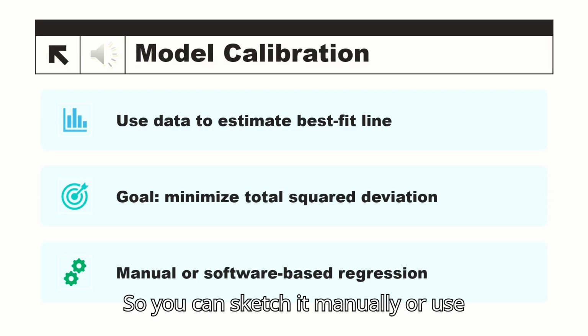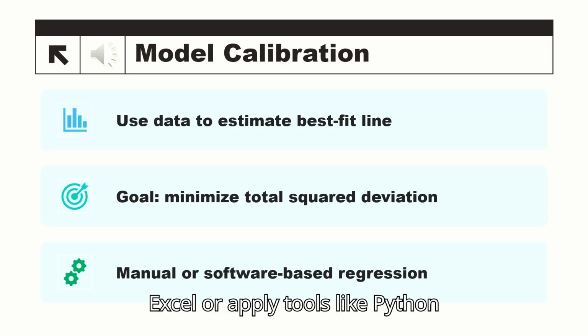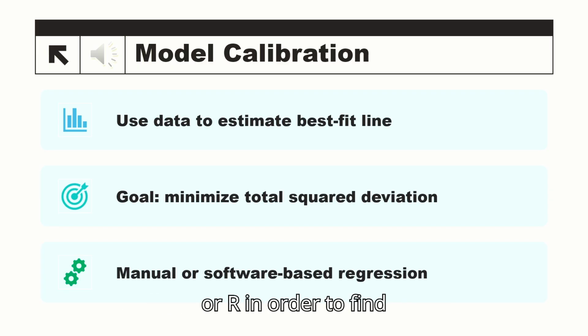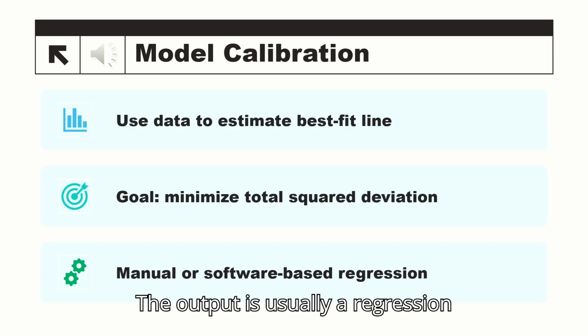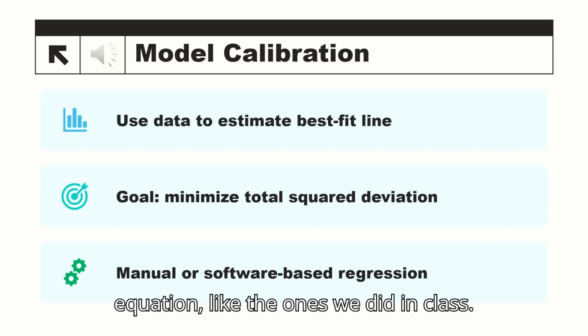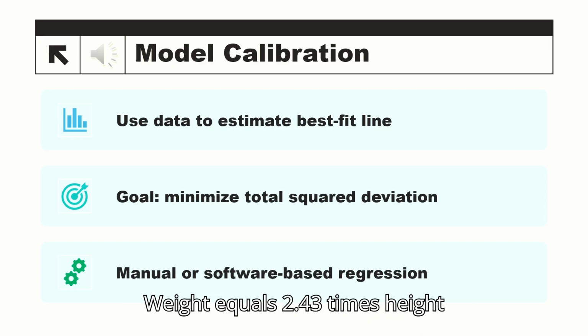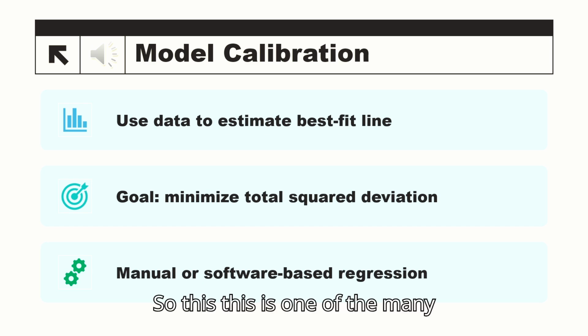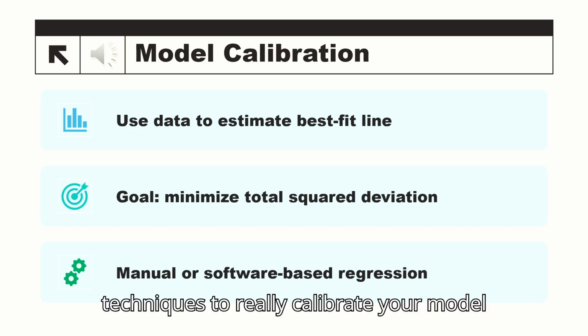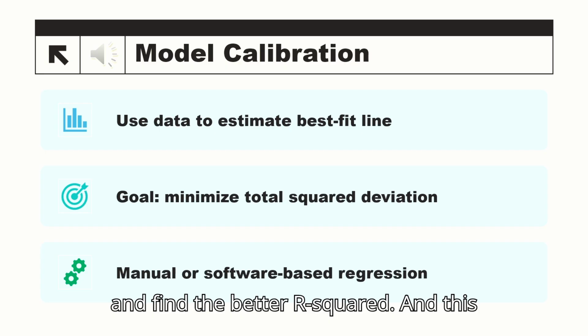So you can sketch it manually or use Excel or apply tools like Python or R in order to find the better fit model for your data set. The output is usually a regression equation, like the ones we did in class. Weight equals 2.43 times height plus 15.28. So this is one of the many techniques to really calibrate your model and find the better R square.